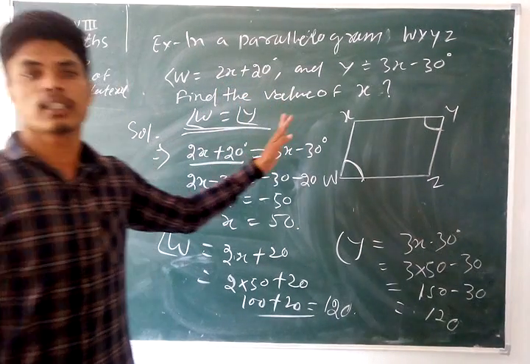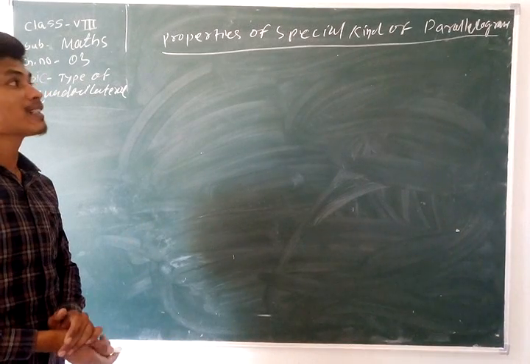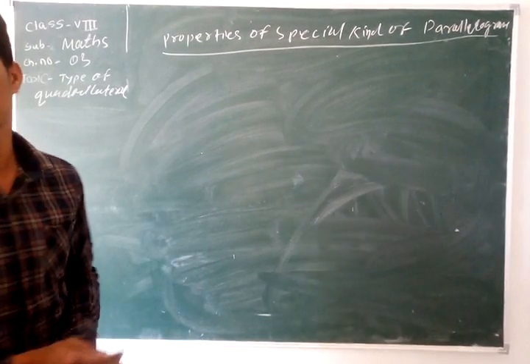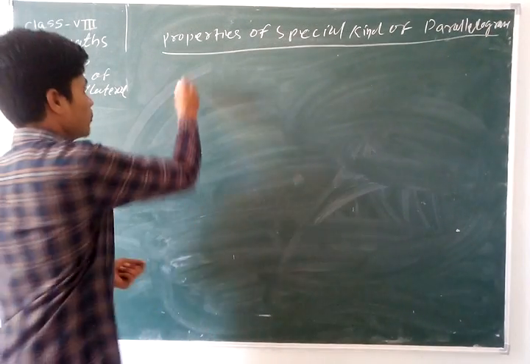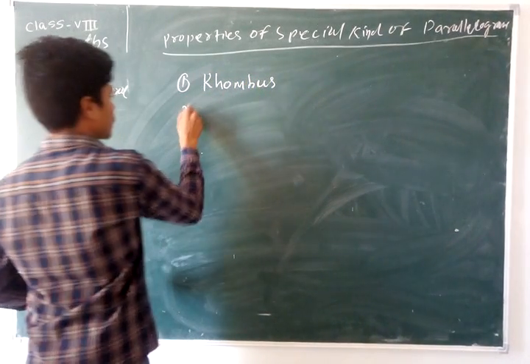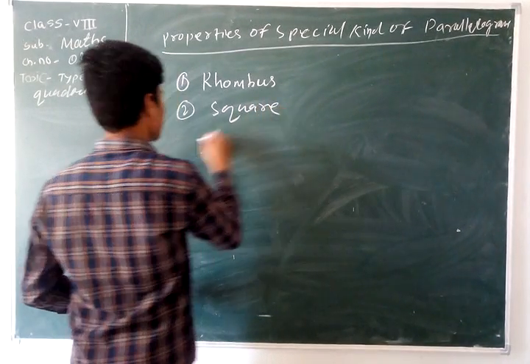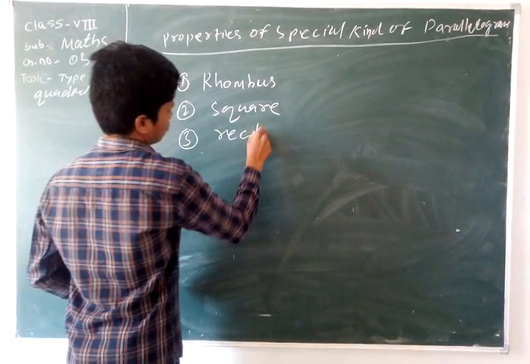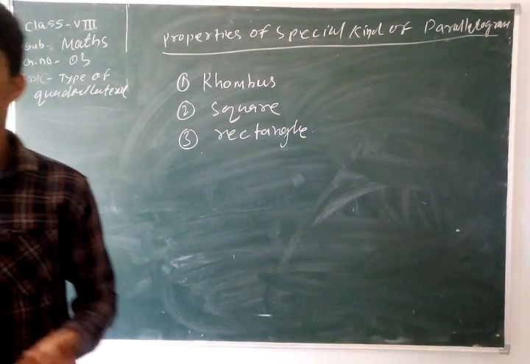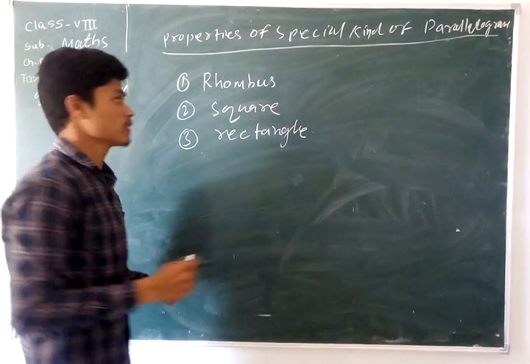Okay. Now we discuss the properties of square and rectangle. Properties of special kinds of parallelogram. What are the special kinds of parallelogram? Already I told about it. The special kinds of parallelograms are, first of all, remember, square, rectangle, and the last one is rhombus. Square, rectangle and rhombus. These three quadrilaterals are special kinds.